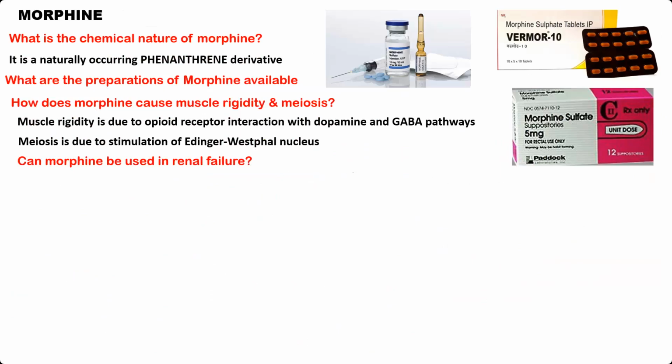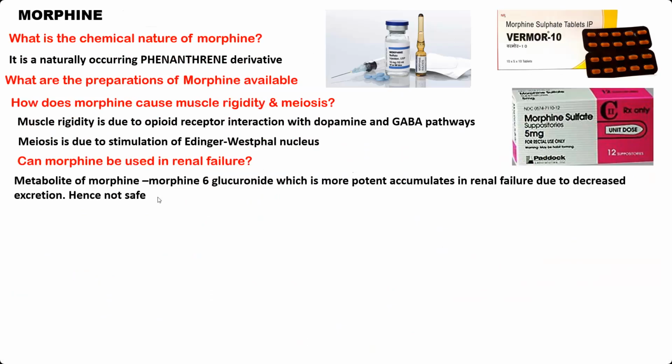No, sir. The metabolite of morphine, morphine 6 glucuronide, is an equally potent substance. Okay, it is more potent and accumulates in renal failure due to decreased excretion. Hence, it is not safe.